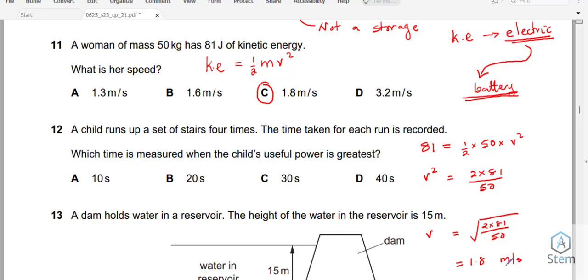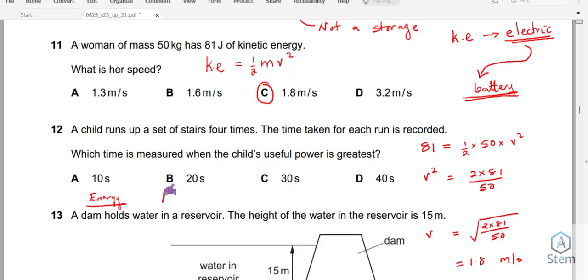Number 12 says, a child runs up a set of stairs 4 times. The time taken for each run is recorded. Which time is measured when the child's power is greatest? Now we know that for the child to run up and down the stairs 4 times, this child is going to need the same energy. Same energy is going to be expended when they run up and down the stairs.